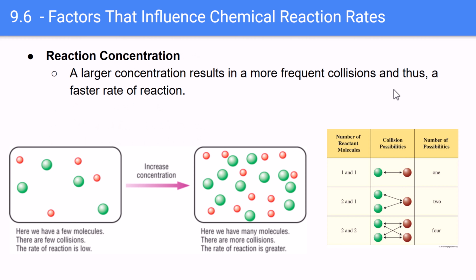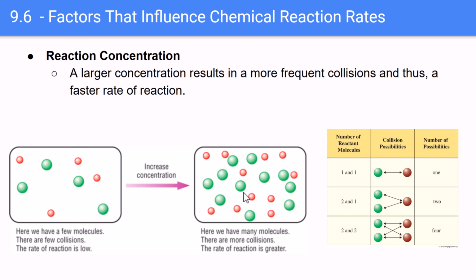Next is the concentration. Simply put, a larger concentration results in more frequent collisions and thus a faster rate of reaction. Again, make sure we correlate that to collision theory. So if I take a look at the very first example here, it has very few molecules that have the ability to collide with one another.